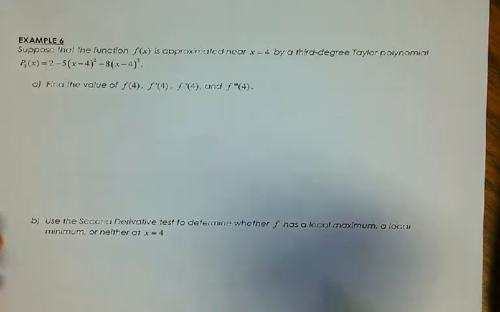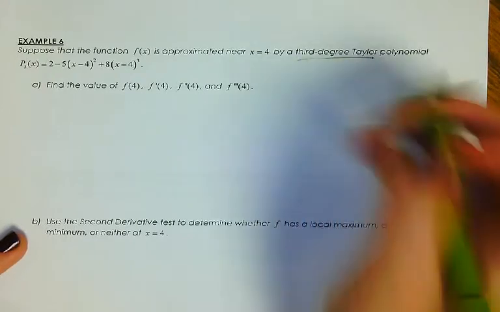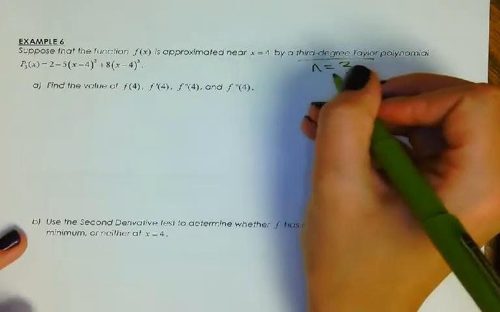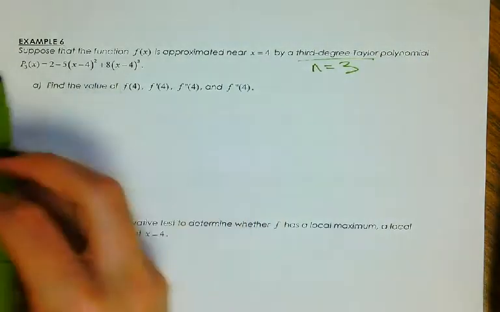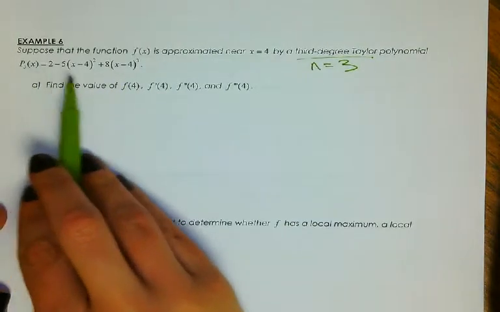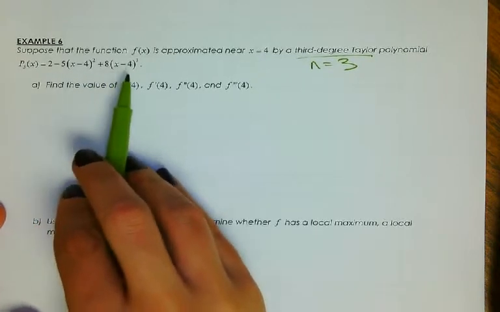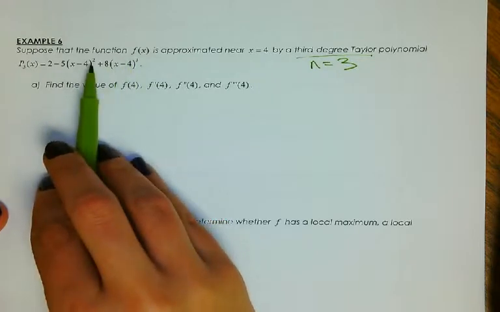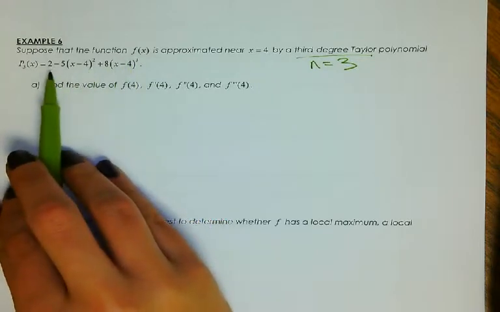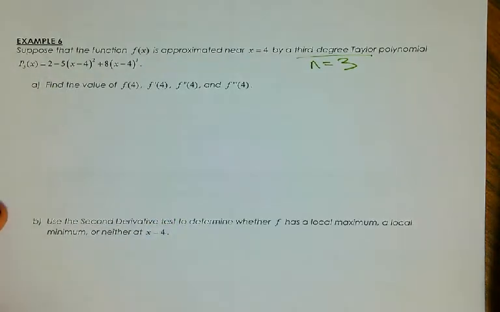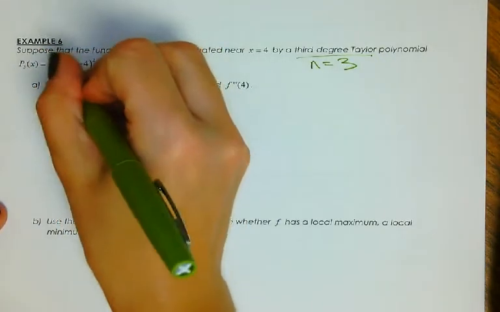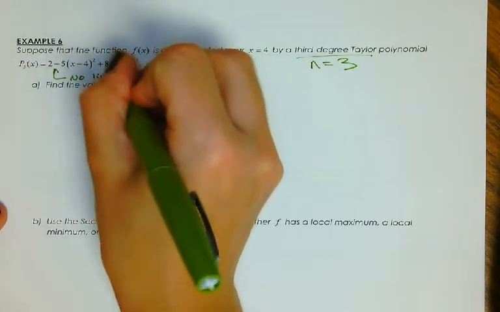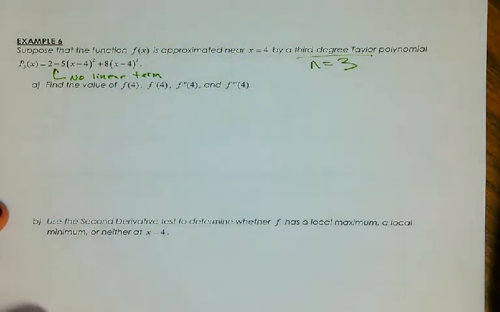It says we are approximating near x equals 4. It's a third degree, right? So n equals 3. My center is 4. And they gave me this. Now, I need you to look at this very carefully because something is missing. You have the third power, the second power, but you're missing the quantity x minus 4 to the first power. That's really important. In other words, you don't have a linear term. There's no linear term there.